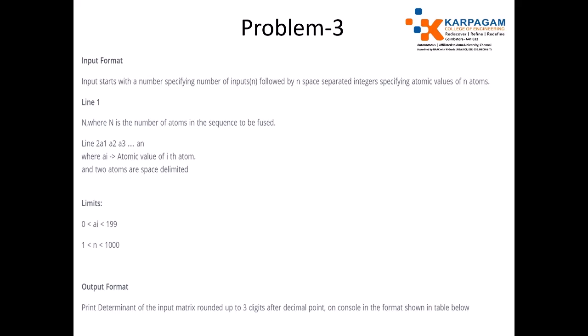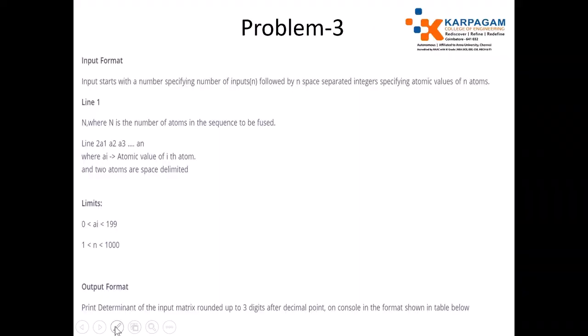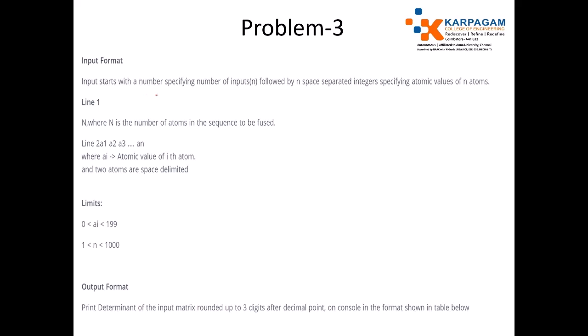The input starts with a number specifying the number of inputs, followed by n space separated integers specifying the atomic values of n atoms. Line 1, n, where n is the number of atoms to be placed. Line 2, a1 up to an, where ai is the atomic value of the i-th atom, and the atoms are space delimited. Limits: a ranges from 1 to 199, and n ranges from 1 to 1000.